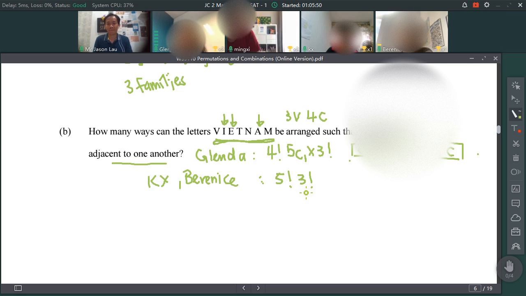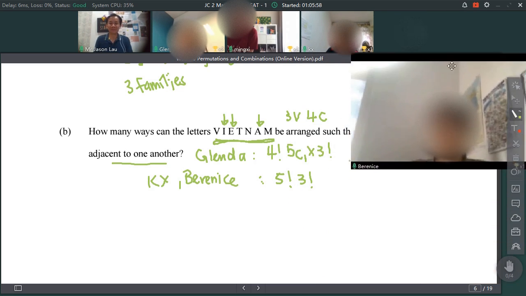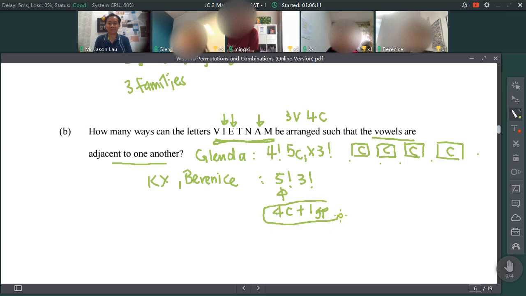How come it's 5 factorial times 3 factorial? Is it because 4 plus 1, then times 3 factorial? Bernice? Oh, it's the same as just now. You treat the vowels as 1, so the rest is 4 consonants plus 1, which is 5. Then the vowels can change amongst each other, so it's 3 factorial. We will prefer this method because it's always more direct to answer the question.